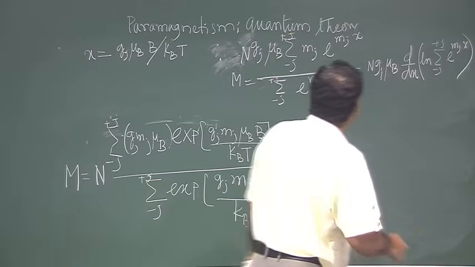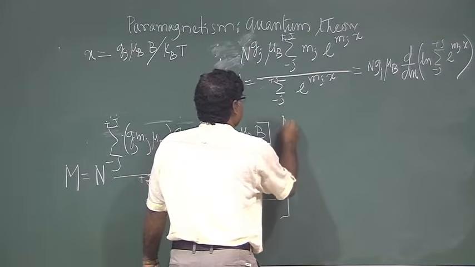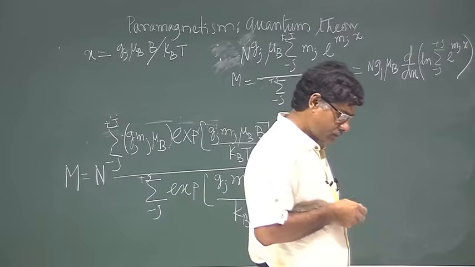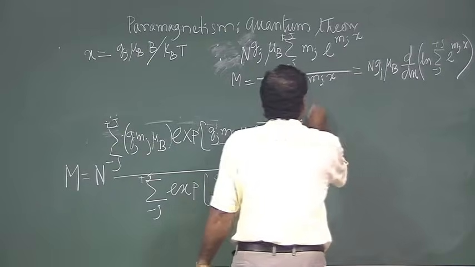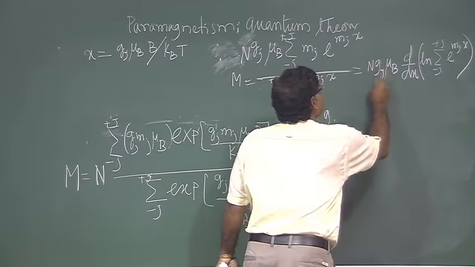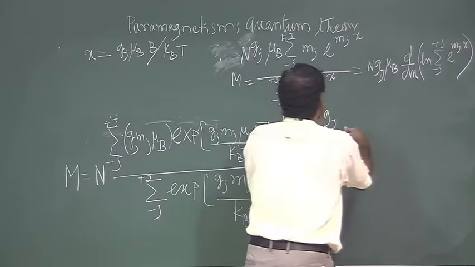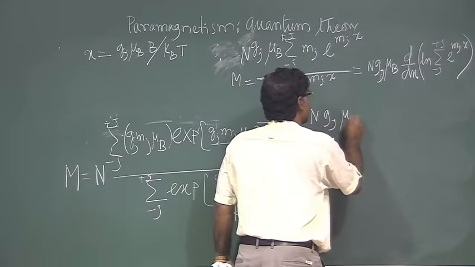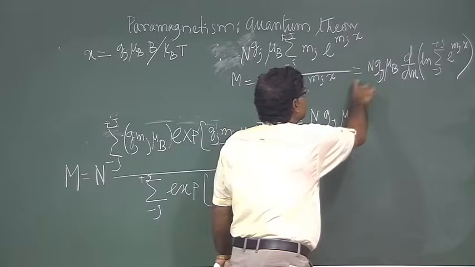Then what I will get is M equal to n Gj mu B. I will not calculate it fully, it will take time, but you can do the few steps. From here to here you can come to n Gj mu B, that is your home task. It is not difficult, I am telling you a few steps, so just fill up the gap.